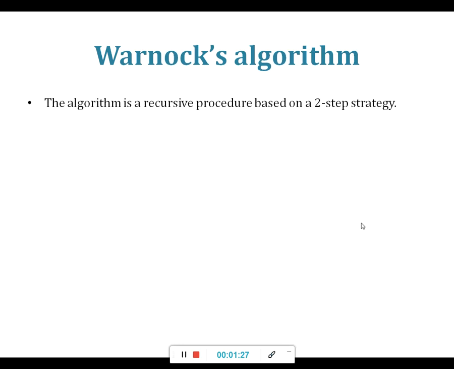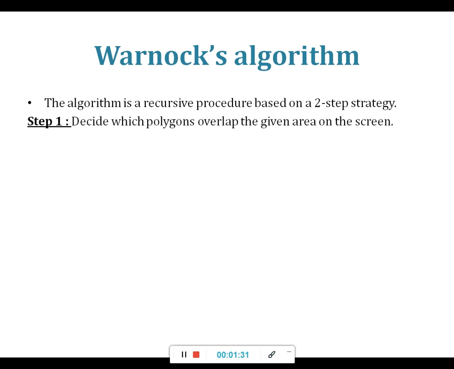The idea behind this is the subdivision technique. So what is that subdivision technique? Whenever we follow Warnock's algorithm, we have a two-step strategy. In step 1, we decide which polygons overlap in the given area of the screen. And in the next step, we find out which polygons are visible in that given area. So these are the two steps that we are going to follow.